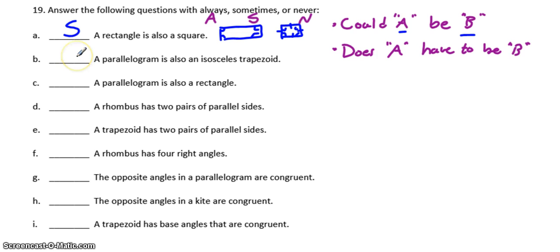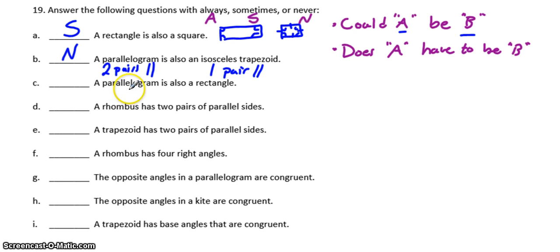B, a parallelogram is also an isosceles trapezoid. Well, think, a parallelogram is going to have 2 pairs of parallel sides, whereas an isosceles trapezoid has 1 pair of parallel sides. So could a parallelogram ever be an isosceles trapezoid? No, it couldn't, because it wouldn't have the right number of parallel sides. This will be a never. Again, you could use the tree diagram to help you out if you'd like.